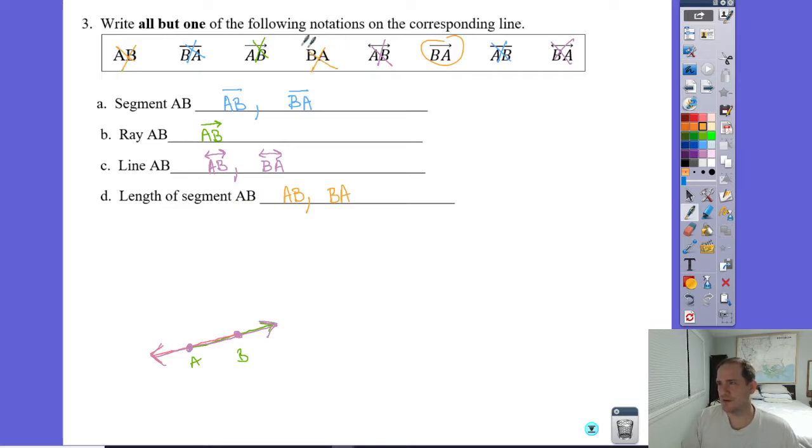So we did what the instructions said. They said use all but one, and we did. The one we didn't use is ray BA. So that's it.